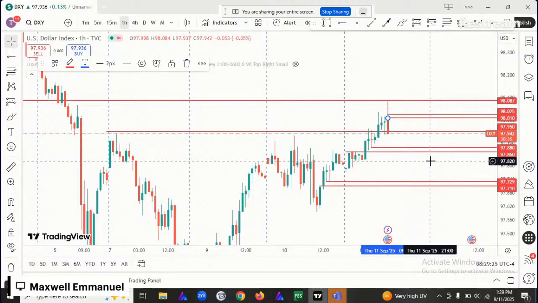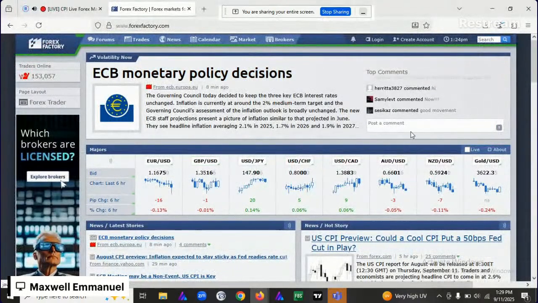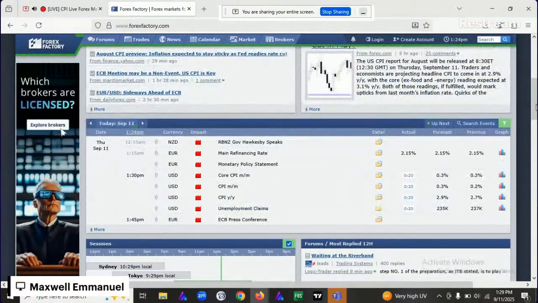Few seconds to go. This is the time we've been waiting for, CPI. The market will go gaga in a few minutes. Are you ready for this shock? It's dropping in a few seconds. Negative. Let's see.